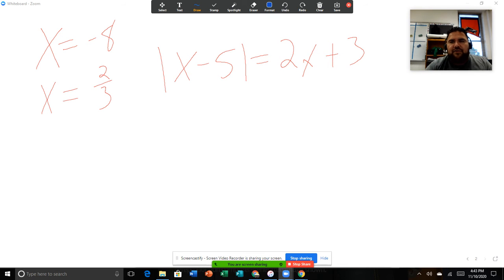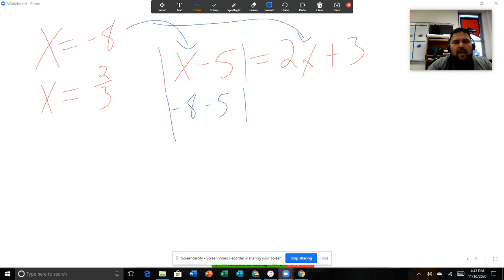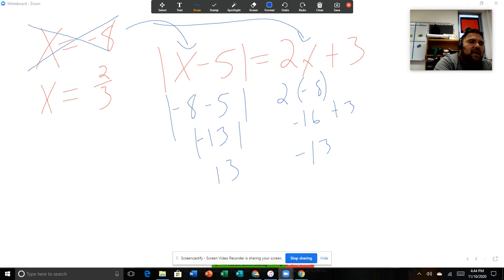Now I have to check for extraneous solutions. What that means is I plug those values in and see if I get a true statement. So I'm going to plug this negative 8 in for wherever I see the x. Negative 8 minus 5, absolute value. Negative 8 minus 5 is negative 13. The absolute value of negative 13 is positive 13. Let's see if I get positive 13 on the other side. 2 times negative 8 is negative 16. Negative 16 plus 3 is negative 13. Unfortunately, I don't get that value. So that means negative 8 is not a solution.